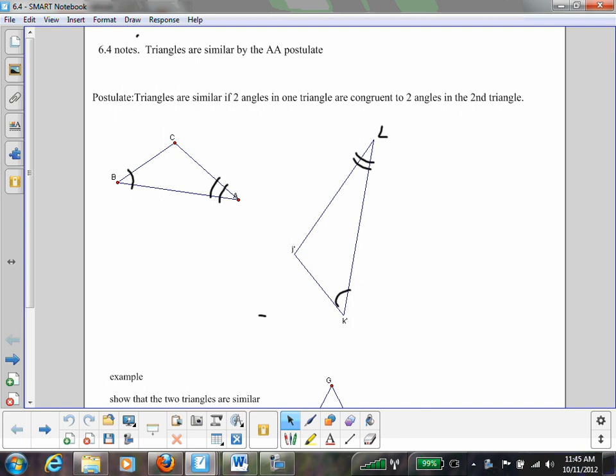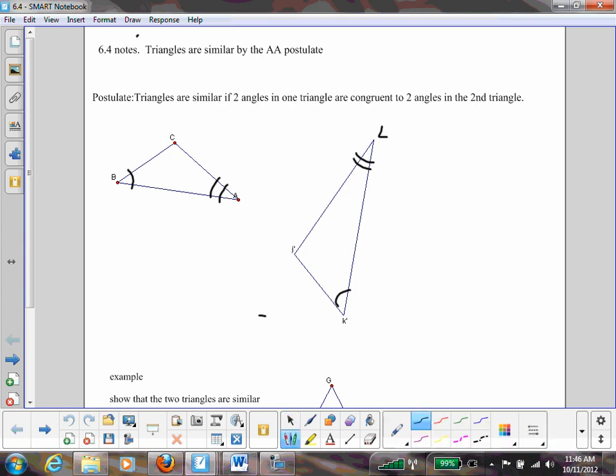The triangles cannot be proven to be congruent, they can be proven to be similar. So if angle B and angle K are congruent and angle A and angle L are congruent, by default, angle C and angle J have to be congruent too. And because our angles are congruent, we would say that our sides would be similar.